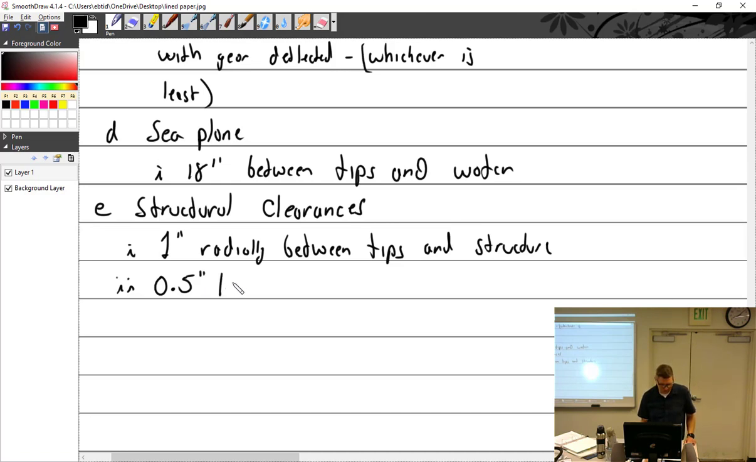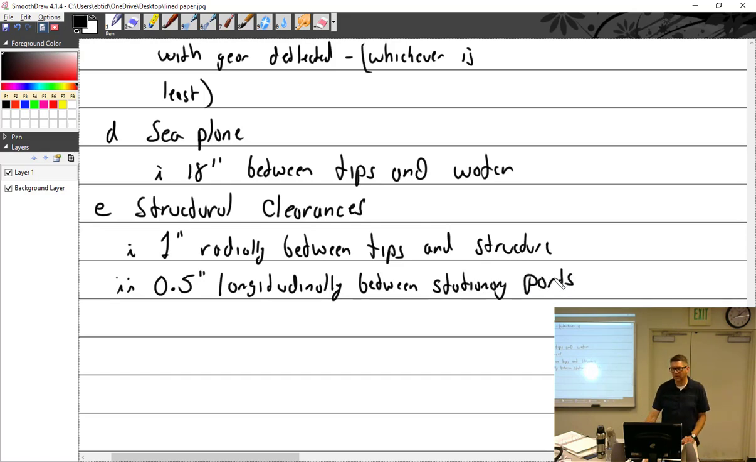Half an inch longitudinally between blades or cuffs and stationary parts. I'll just put stationary parts. Like the wheel or the cowling or something like that.